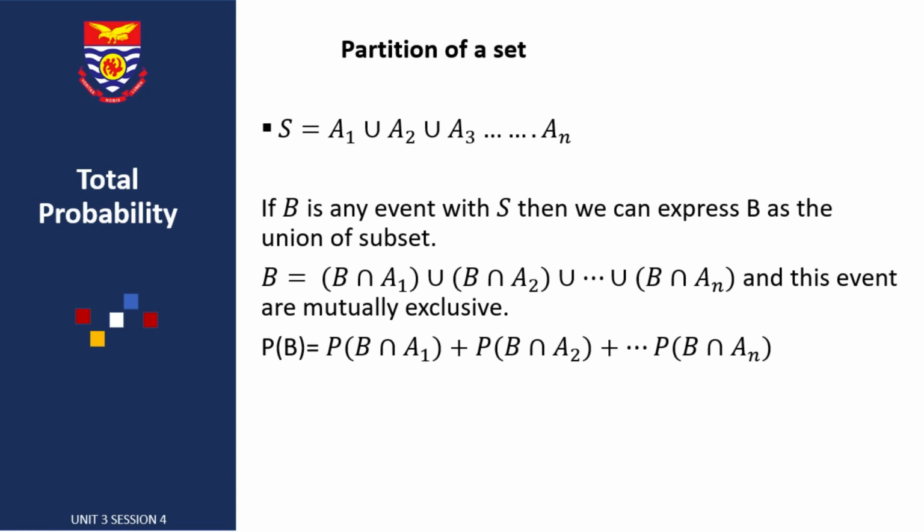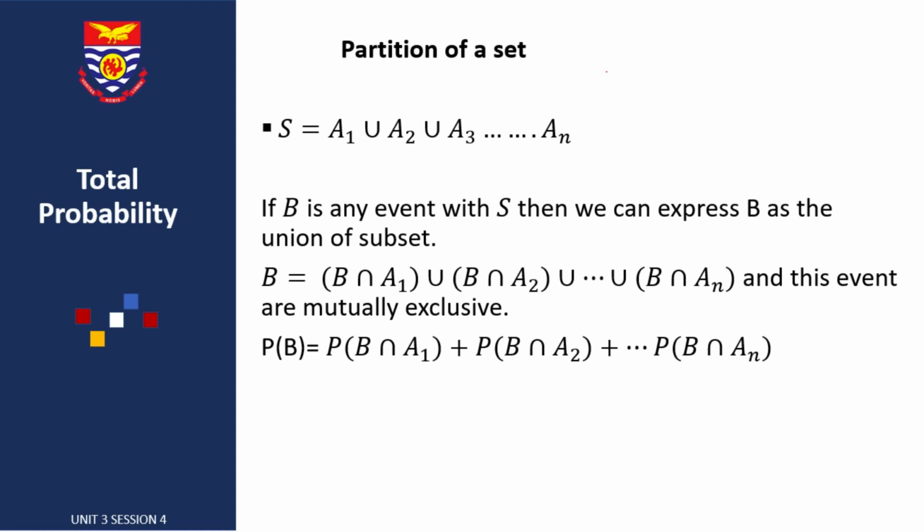A partition of a set is a combination of non-empty, non-overlapping subsets of a sample space whose union is the sample space itself. So the partitioning will be non-empty and non-overlapping subsets of the sample space, and the union of the partitioning will be the same as the sample space.